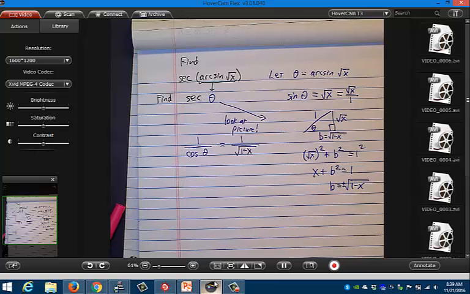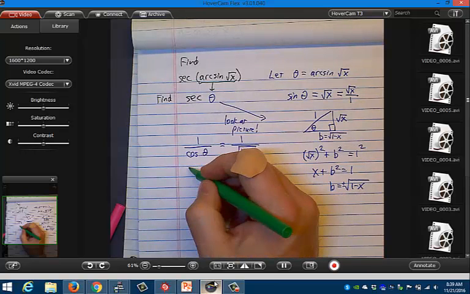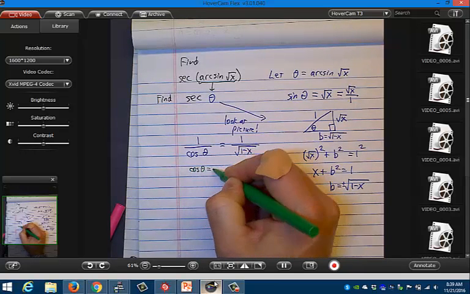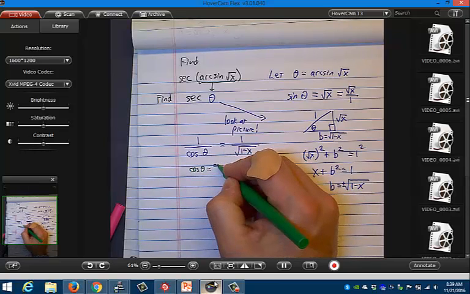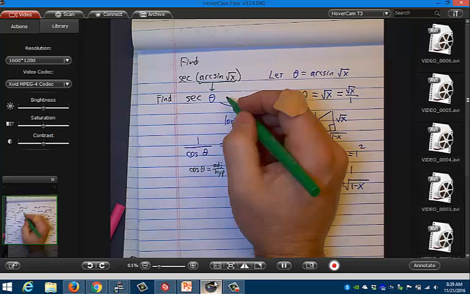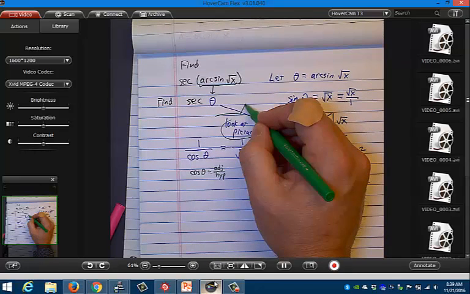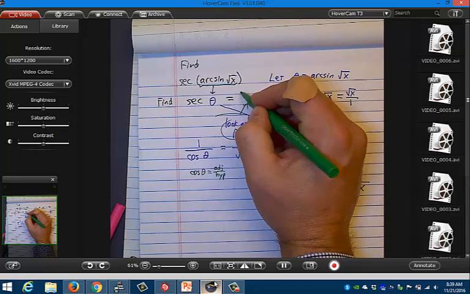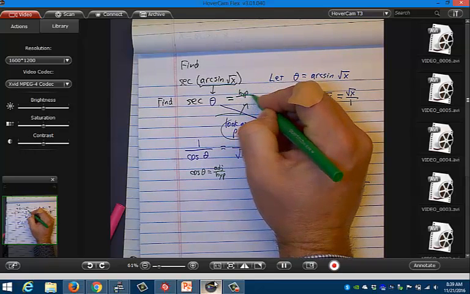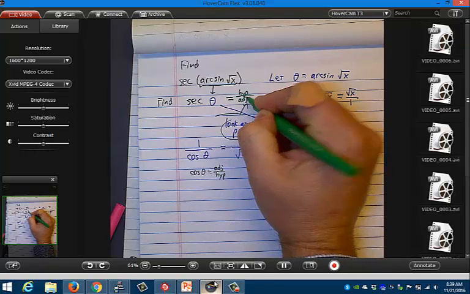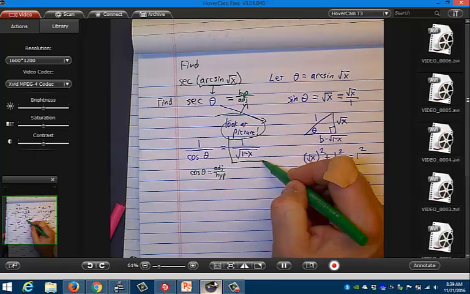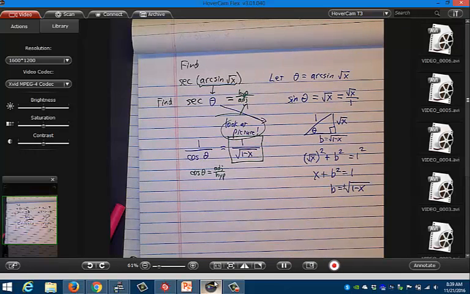I know that cosine of theta is adjacent over hypotenuse. So when I'm doing secant of theta and I look at the picture, I know that secant of theta is equal to hypotenuse over adjacent. One way or another, you got to come up with this, guys. From the picture, get that it's 1 over the square root of 1 minus x.